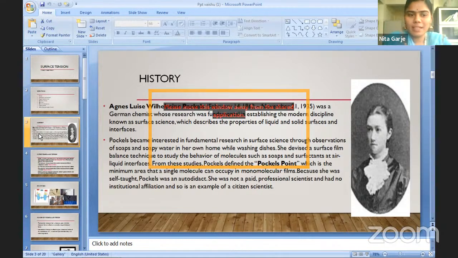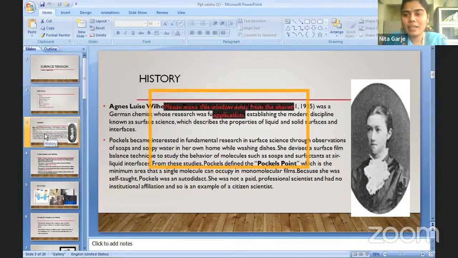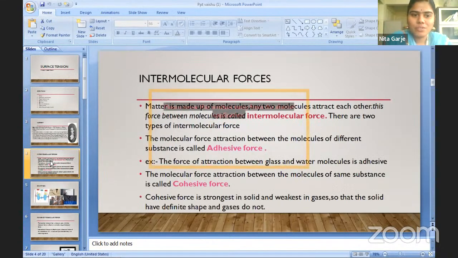She worked as a citizen scientist because in Germany women had no access to universities; they were restricted there. But her younger brother always tried to encourage her to establish her professional life as a scientist. That is the history of surface tension.